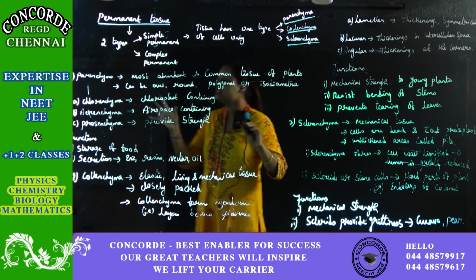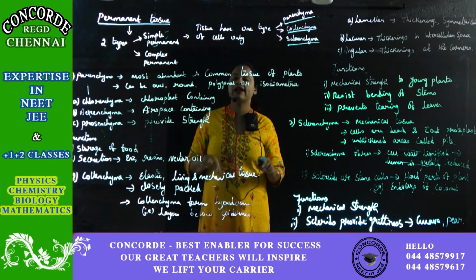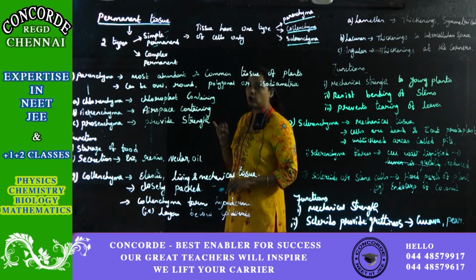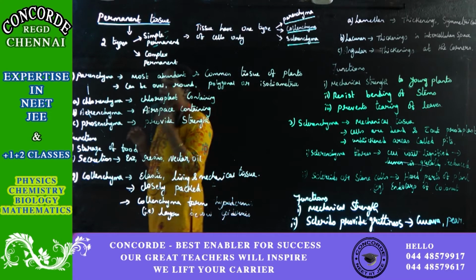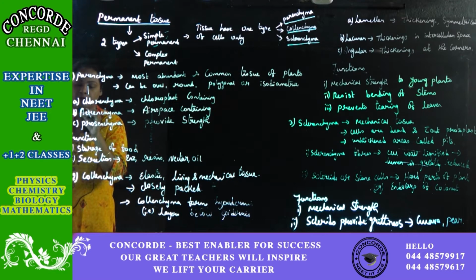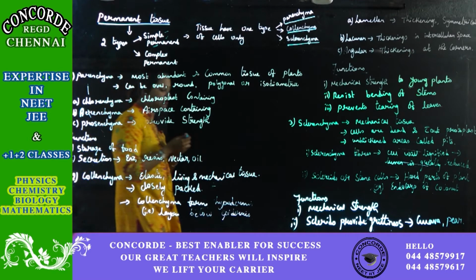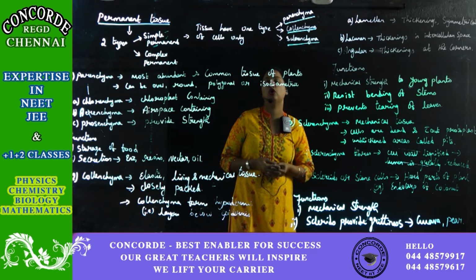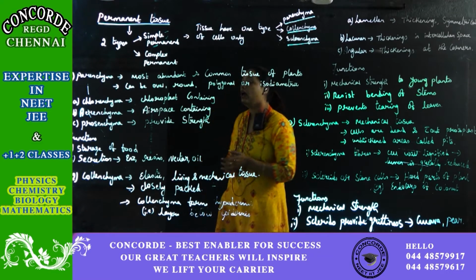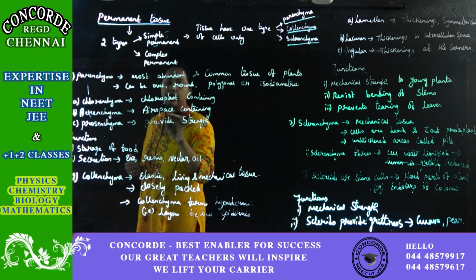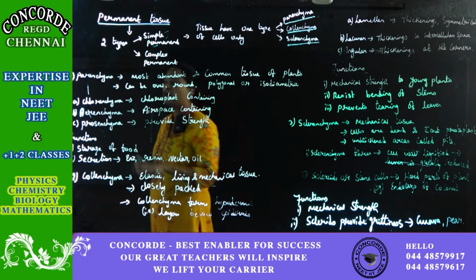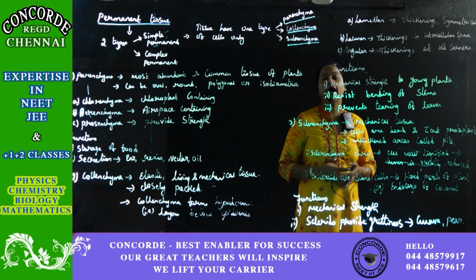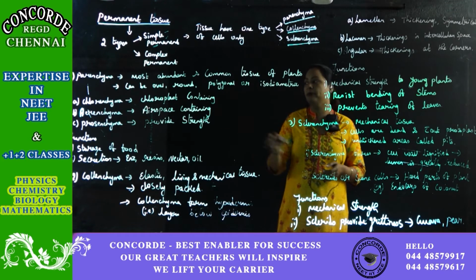So, this is about the parenchyma, and this parenchyma tissue will be further divided into three types. One is chlorenchyma, second one is aerenchyma, third one is prosenchyma. Chlorenchyma is the tissue which has chloroplast. Aerenchyma is the tissue which has air space. Prosenchyma provides strength to the parenchyma tissue. So this is about the prosenchyma.